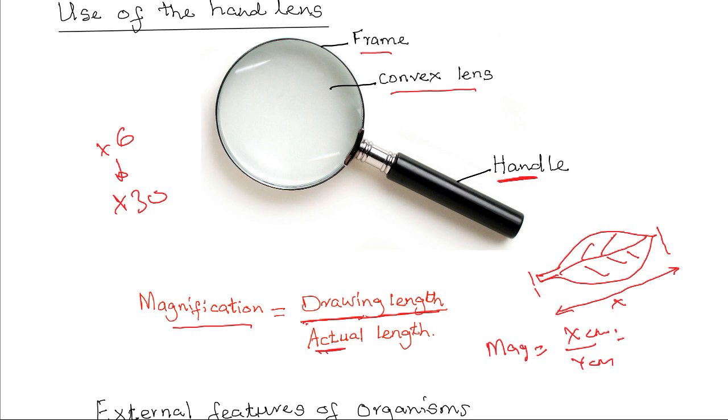So for example, if the length of the drawing is 10 centimeters and the actual length of the leaf is 5 centimeters, then this will give me a magnification of times 2. And it is important to use the times symbol to show magnification. So the magnification of this drawing is times 2, meaning that it is 2 times larger in length compared to the actual object.